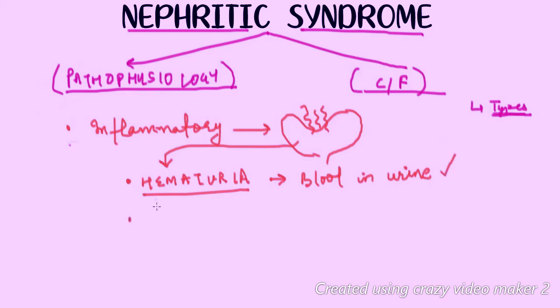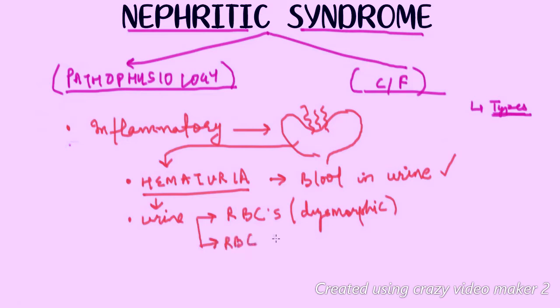Also, since the hematuria is taking place, in the urine there will be RBCs. But the RBCs will be dysmorphic RBCs, that is, their shape will not be normal. So in the urine there will be RBCs which will be dysmorphic RBCs, and also in the urine we will find the RBC casts. So these are the main urine findings in case of the nephritic syndrome. So we have the hematuria and we have the RBCs and the RBC casts in the urine.